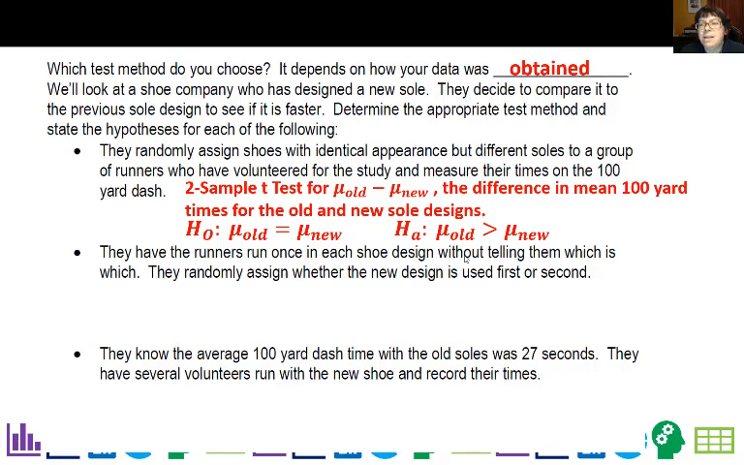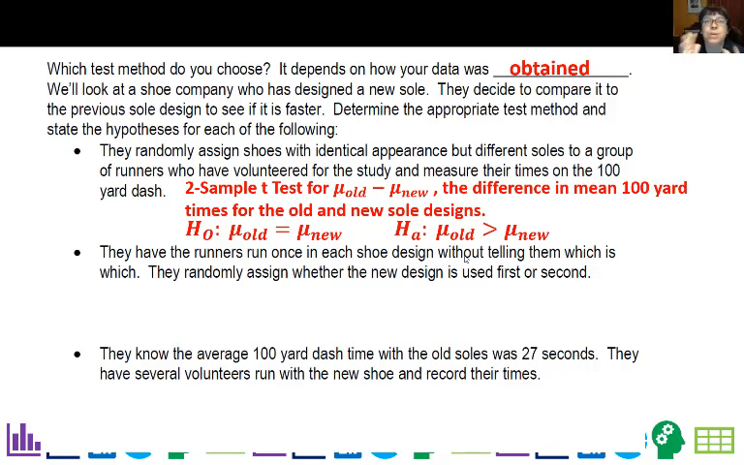Now instead, let's say they have runners. They run once in each shoe design without telling them which is which, and they randomly assign whether the new design is used first or second, all right? Well, does one piece of data go with another piece of data? Yes. So if we have a runner, we'll call him Mike, and Mike runs with the old shoe first, that time is going to be compared to what he runs with the new shoe second.